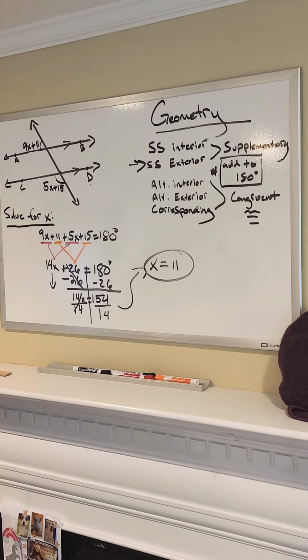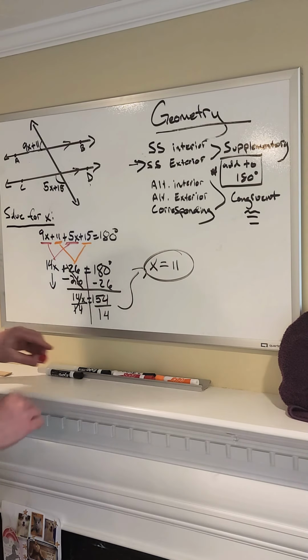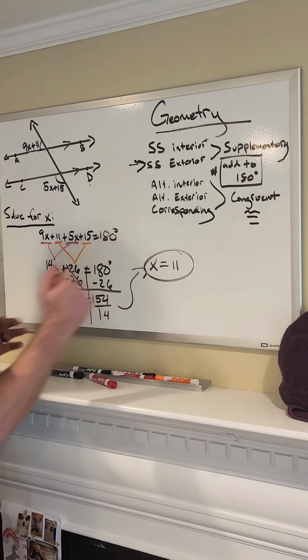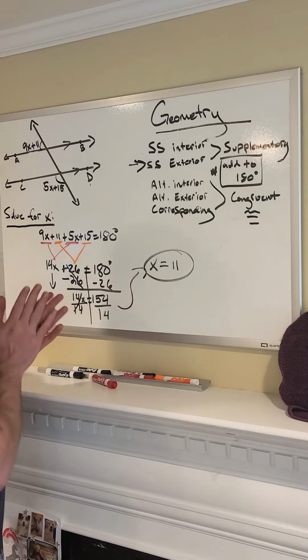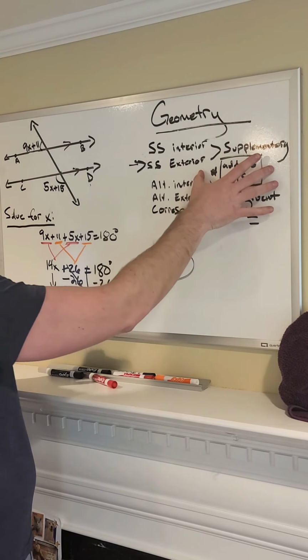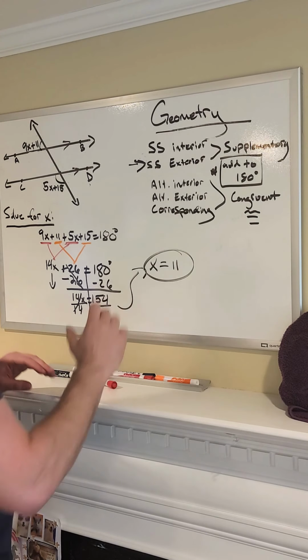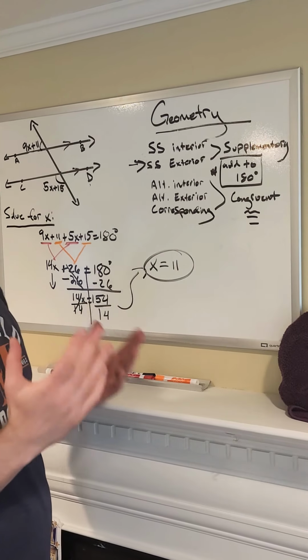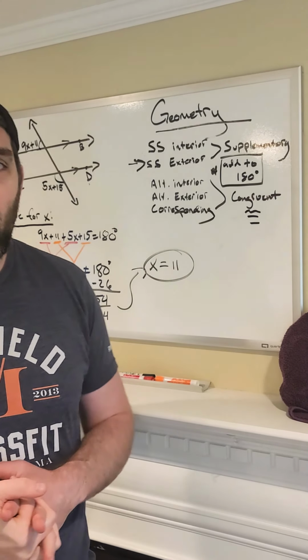And that's my answer. For this one, instead of setting them equal to each other, the angles were supplementary, so I set it equal to 180. All right. So if you're working with supplementary angles, you set the equation equal to 180. If you're working with congruent angles, you set the two angles equal to each other.